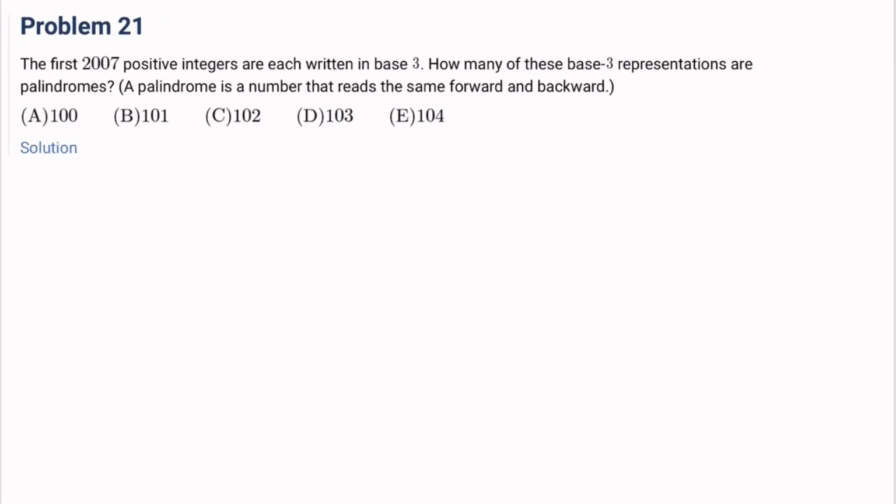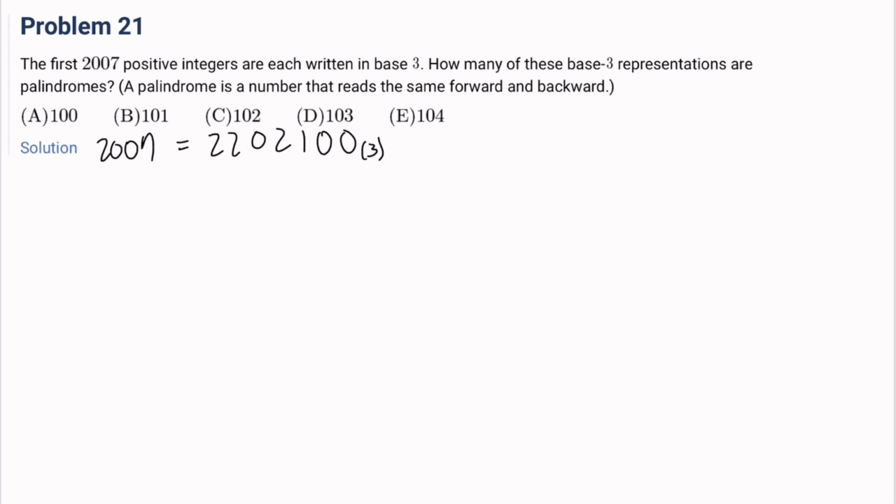Number 21, the first 2007 positive integers are each written in base 3. How many of these base 3 representations are palindromes? A palindrome is a number that reads the same forward and backward. First, let's look at 2007. 2007 base 3 is going to be equal to 2, 2, 0, 2, 1, 0, 0 in base 3. This is something that you have to actually calculate on your own. And so we will say that we have got this, and we will proceed.